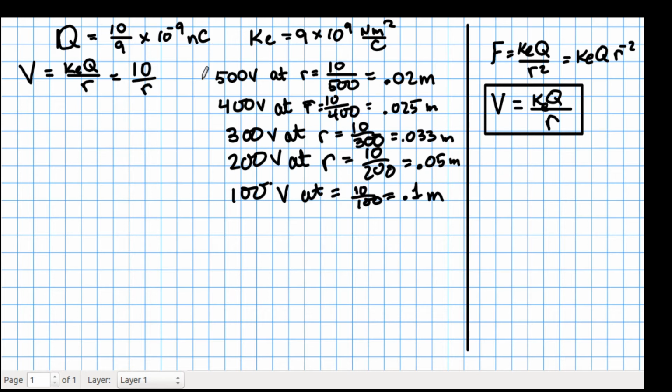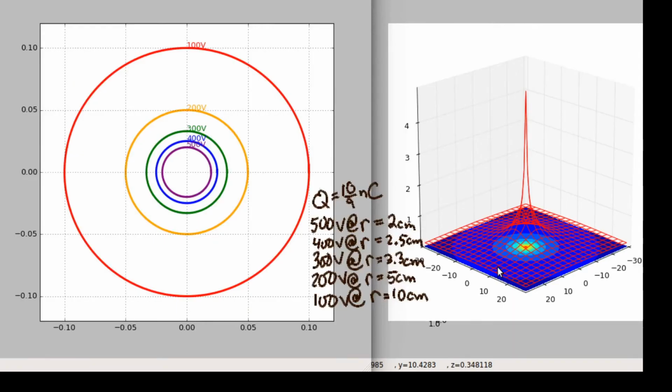So let's take a look at a graph with these 5 contour intervals that show us evenly spaced values of voltage. I hope you can see that they're getting further apart as that surface becomes less and less steep, meaning the electric field is getting weaker as we go further away. So we're looking at this example where we had 10/9 of a nanocoulomb located at the origin and 5 equipotentials. These equipotentials are showing lines of constant voltage at different distances from the charge, and we had 500 volts at 2 centimeters, 300 volts at 3 1/3 centimeters, 100 volts at 10 centimeters, etc.